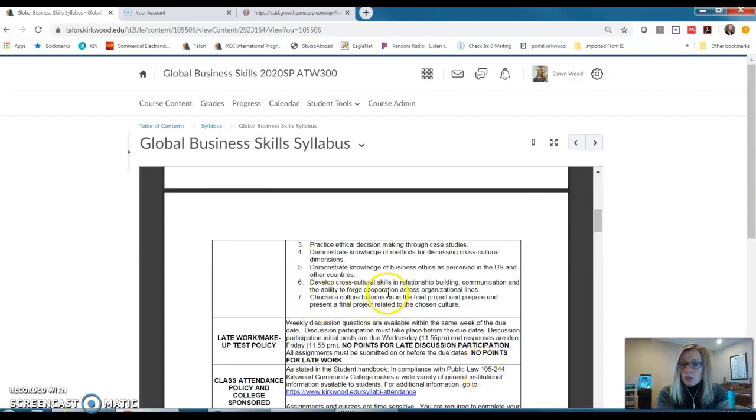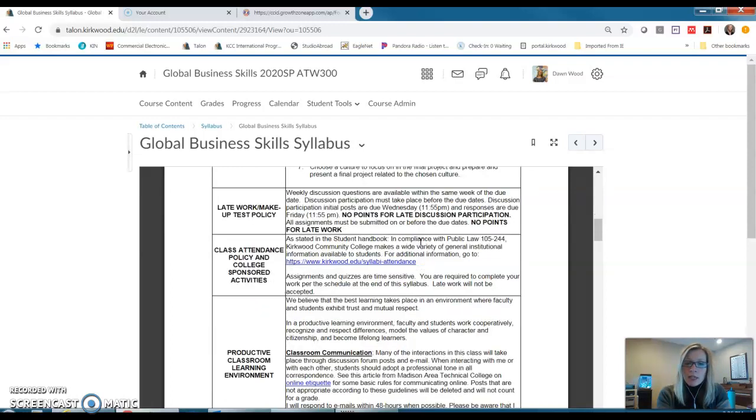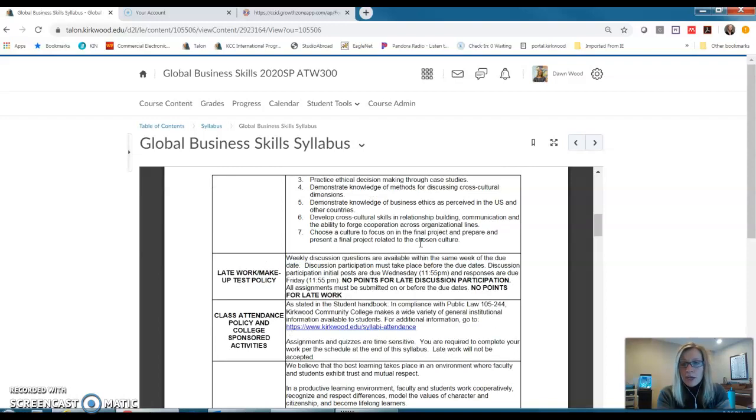We'll choose a culture to focus on in the final project and prepare that as your final grade. So there's no final exam, but there's a substantial final project, and I recommend you get started on that early so that you don't get overwhelmed at the end.